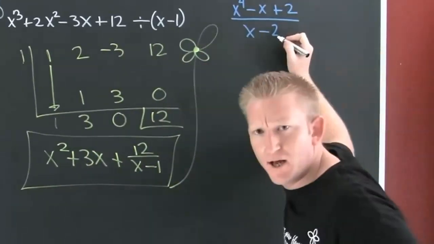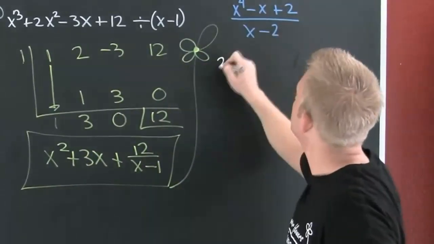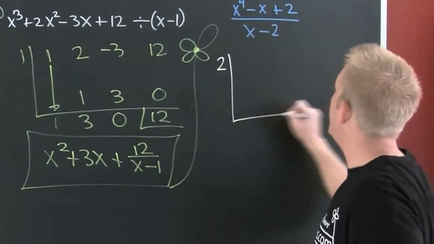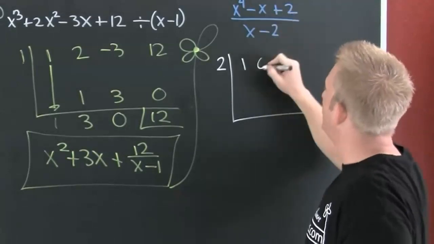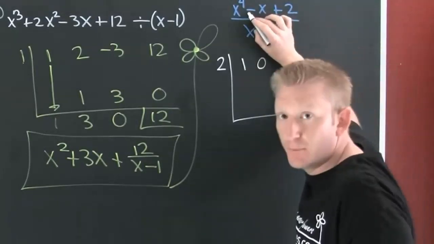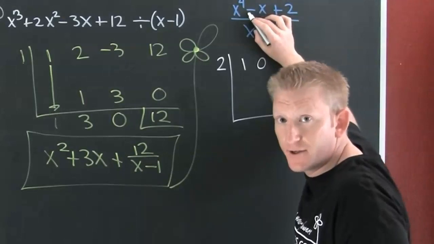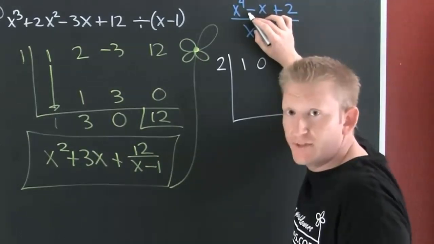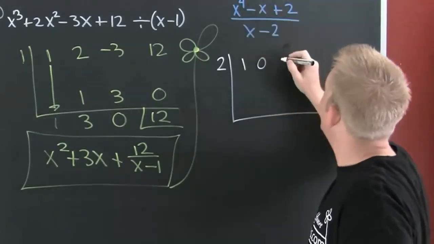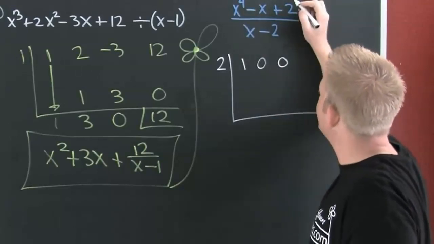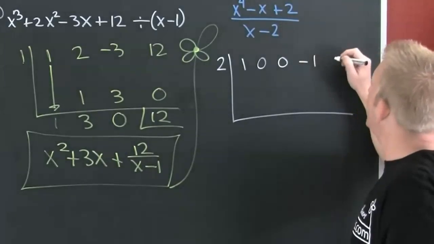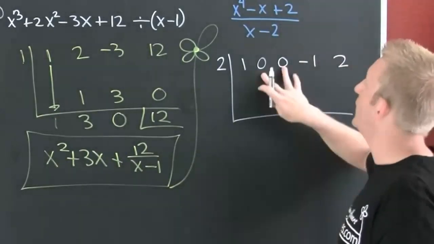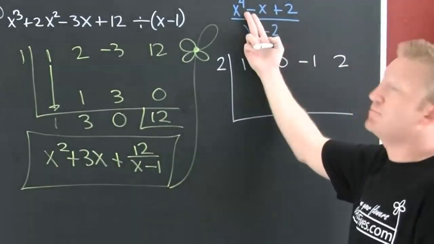Here we go. What makes this denominator 0? 2. So I put a 2 on the outside. And then I put the coefficients on the inside. I put a 1. Then I put a 0. Why? Because I need a placeholder for my x to the 3rd term. So 0x to the 3rd plus 0x squared minus 1x plus 2. I need placeholders.